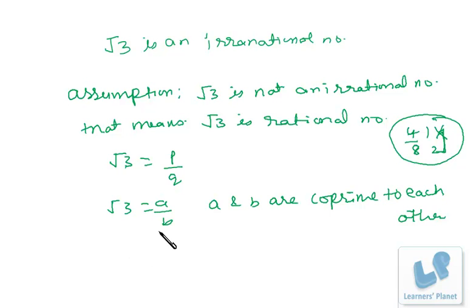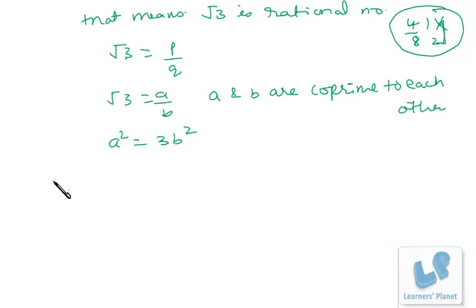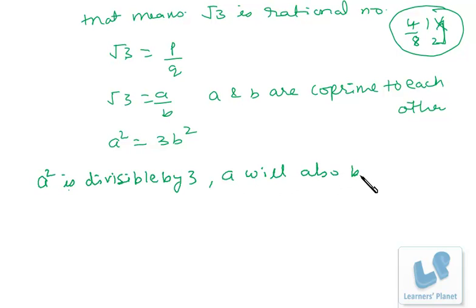That means if we square and cross multiply, we will be getting a square is equal to 3b square, right? A square is equal to 3b square after squaring both the sides. Now that means what? A square is a multiple of 3, right? A square is divisible by 3. So according to Euclid's lemma, a will also be a multiple of 3, or a will also be divisible by 3, right?